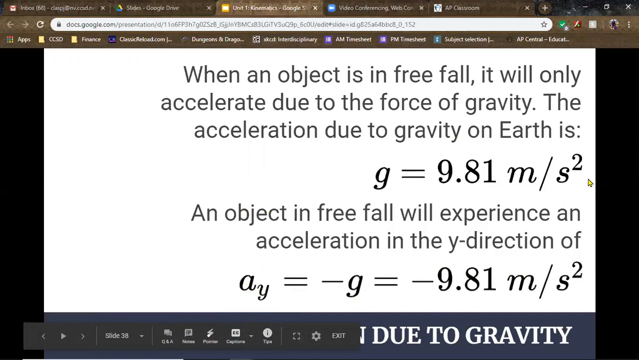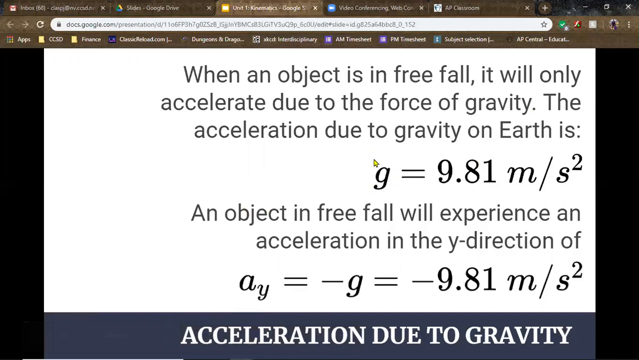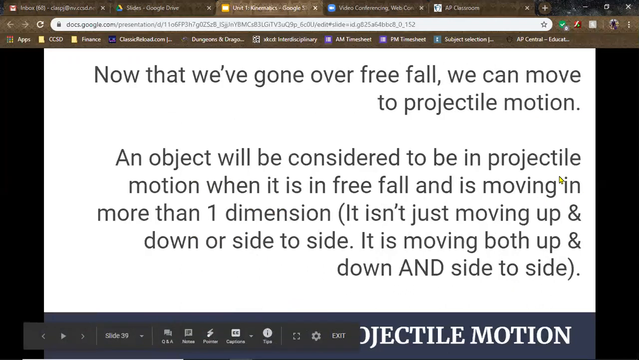The acceleration due to gravity is always going to be 9.81 meters per second squared. However, the only time this is the only acceleration that the object is experiencing is if it is in free fall, in which case we would say it's negative, all right? That's the basics of free fall. We're going to talk real quick about projectile motion.